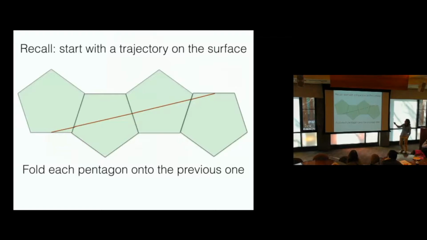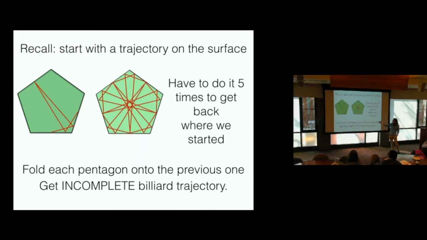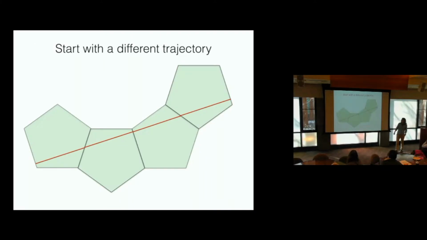As you recall, if you start with something on the surface, you fold it up to get a path. In this case, we get an incomplete billiard trajectory. To get the whole thing, we had to do 5 of them. But some paths aren't like that. So for example, here's a different path on the surface.